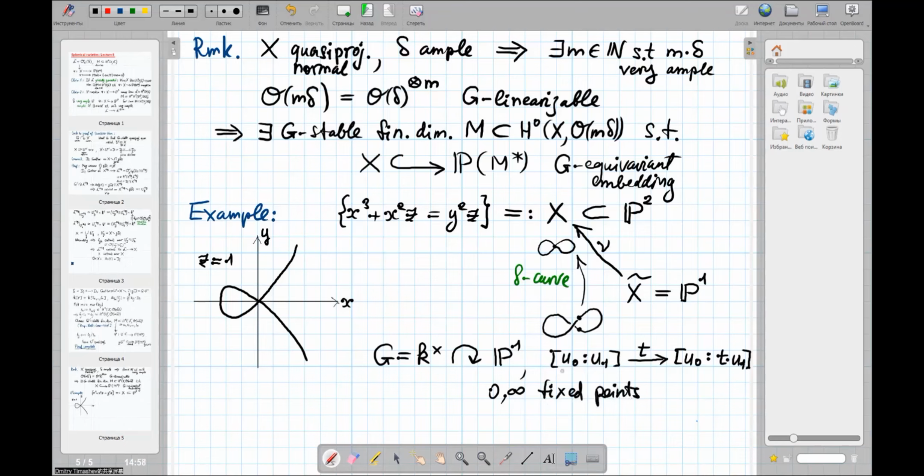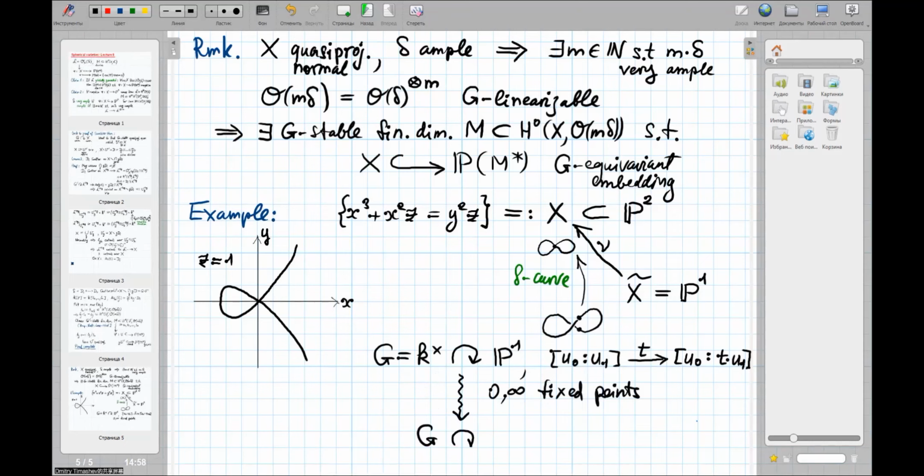And when you glue together, when you identify these 2 fixed points by means of this normalization map, then this action of G descends to the action of G on X. So this action descends to the action on X. Again, you can write down this action in principle by explicit formulae, but let me skip it. So an exercise for you.